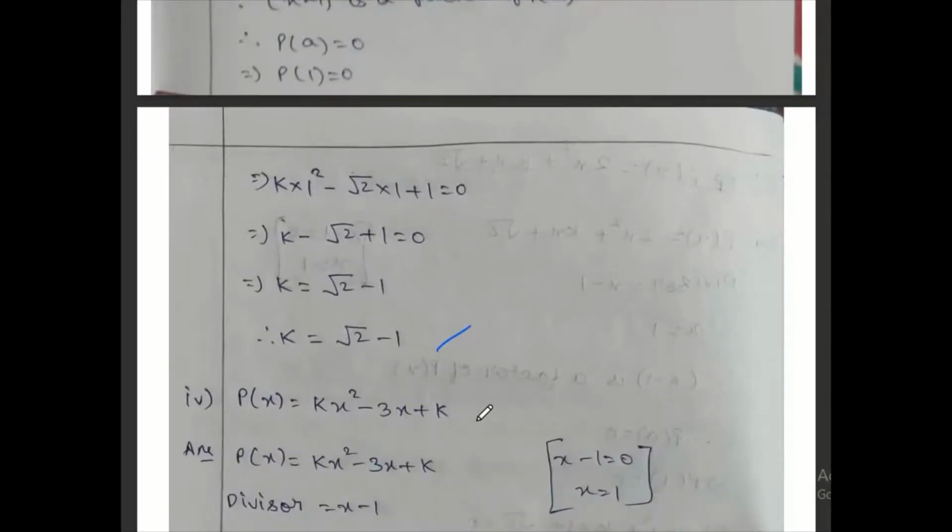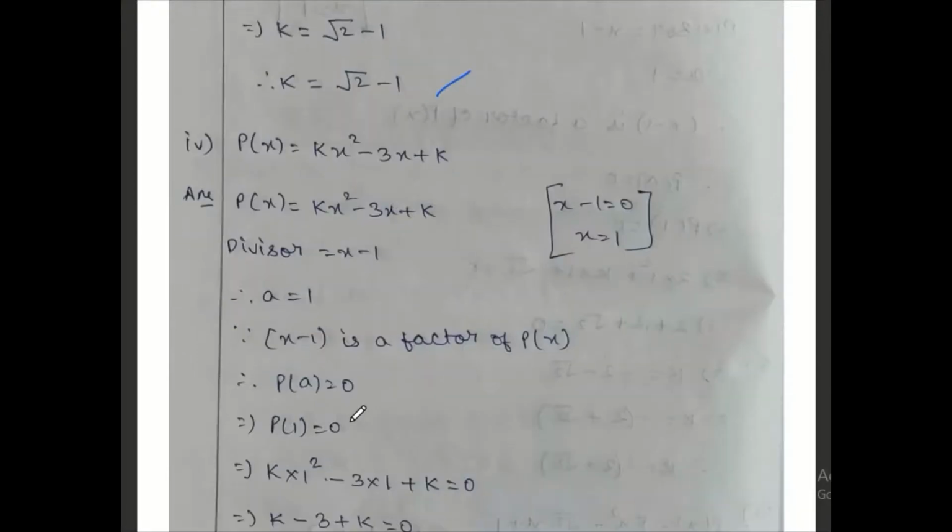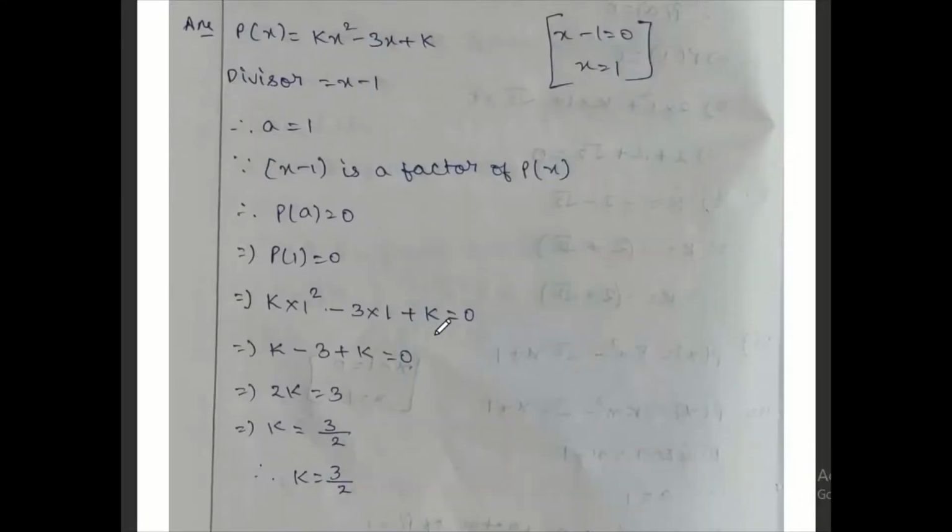One more question. Let us do it. I am not going to explain fully. Same as before, you write p(x), you write the divisor, and get the value of a. Same sentence: since x minus 1 is a factor of p(x), p(a) will be 0, so p(1) equals 0. In place of x, put the value 1. And let us do the simple calculation.